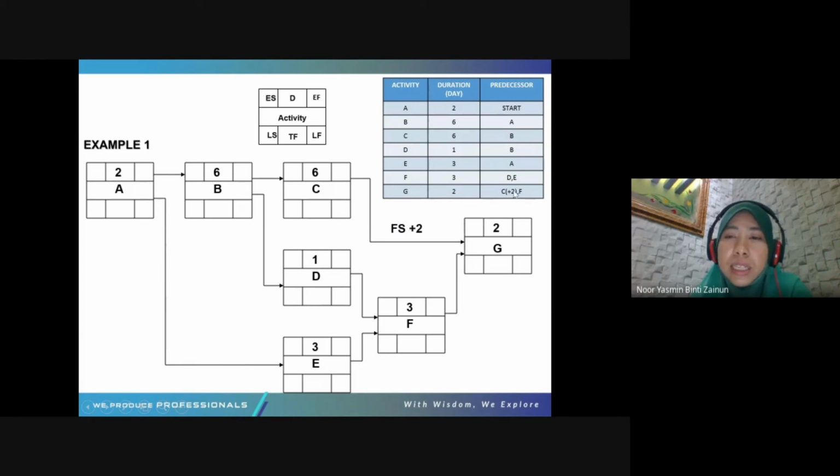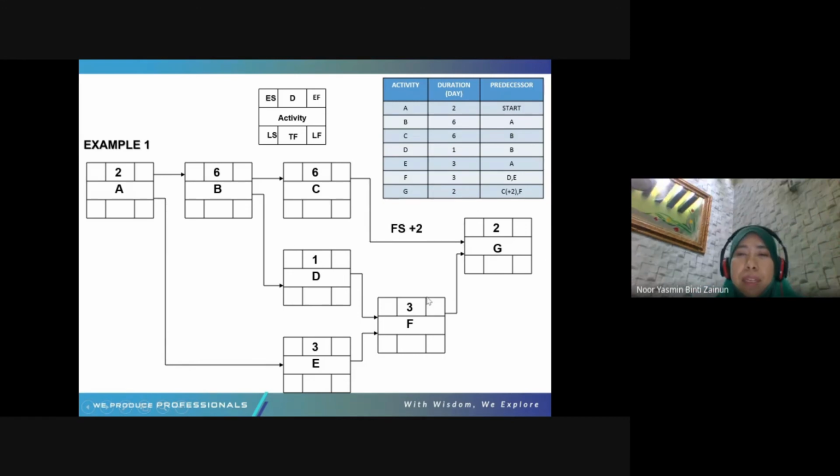The predecessor is C and F. So C and F, but C finish to start plus 2. 2 days and carry forward with activity G. And after that, we need to calculate the forward pass.